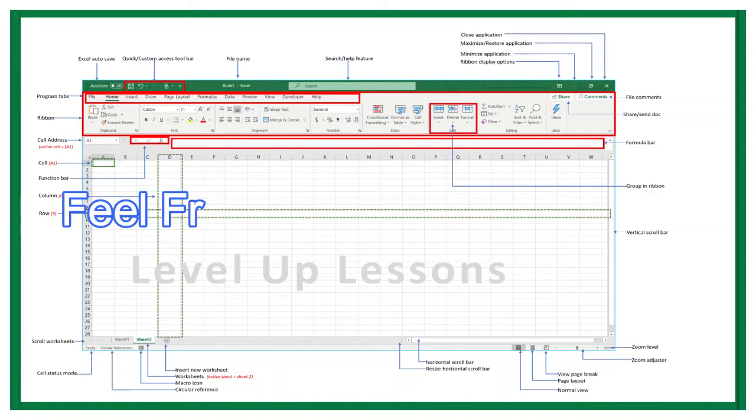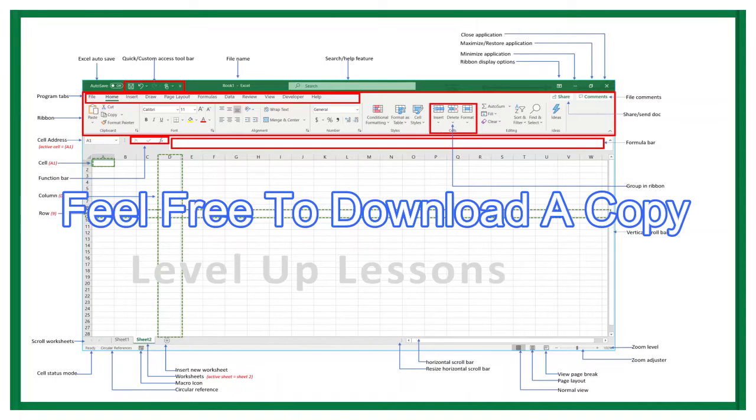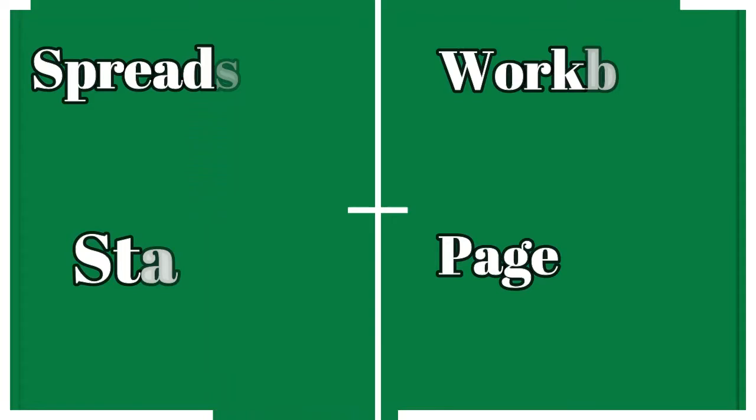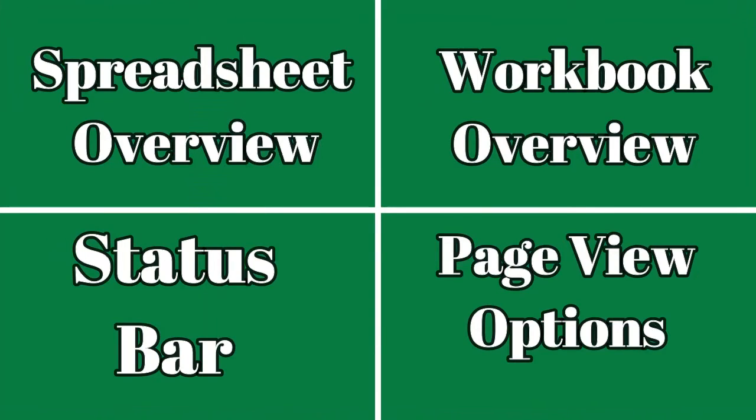Today we'll be reviewing the tools located at the bottom half of the diagram on your screen. These items make up the tools responsible for the layout and is the cornerstone of this lesson. Although we will need to cover less ground than video 1, these tools are equally important. Today's agenda will cover the spreadsheet overview, the workbook overview, the status bar, and page view options.